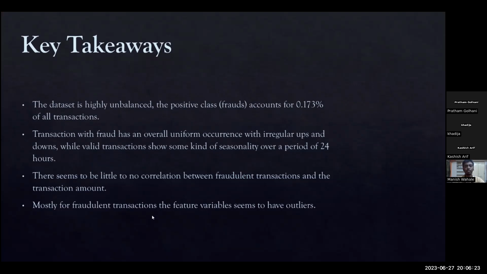And there seems to be little to no correlation between whether a transaction is fraudulent or not and the amount of the transaction. And lastly, mostly for fraudulent transactions, the feature variables seem to have outliers. If we consider removing the outliers from the dataset, this will drastically reduce the model accuracy because we are basically removing the fraudulent class entities only. They are already very few, and removing the outliers will make them even fewer. So this will hamper the model performance.